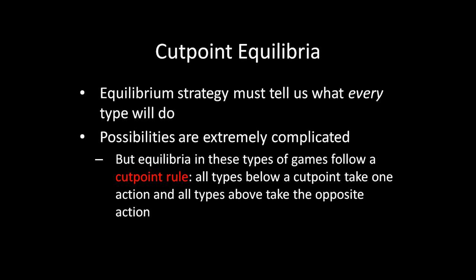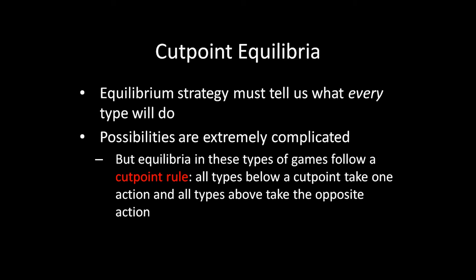You could move those blue lines and red lines around anywhere you want, and you would have to consider that possibility as well for an equilibrium. Fortunately, however, these games actually aren't that complex to solve. The type spaces and the strategy spaces are both very complex in this game. But in these sorts of continuous type space games, actually solving for equilibria isn't that complicated. And that's because we can exploit something known as cutpoint equilibria.